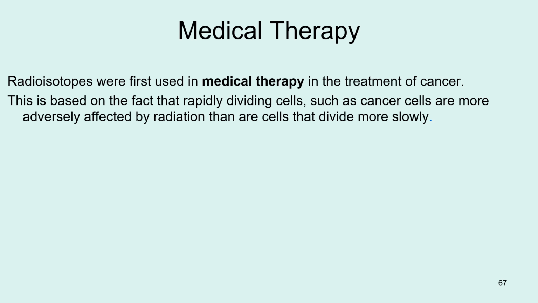Medical therapy, on the other hand, is for the treatment of cancer, and I kind of said that earlier too. This is based on the fact that rapidly dividing cells are more adversely affected by radiation than slowly dividing cells. Chemotherapy uses drugs, but with radiation therapy you are using some kind of isotope that gives off radiation. If they focus it on the fast dividing cells, then those can be killed with the radiation. Sometimes some of the nearby cells might be killed as well, which is why people maybe get a burn from the treatment.